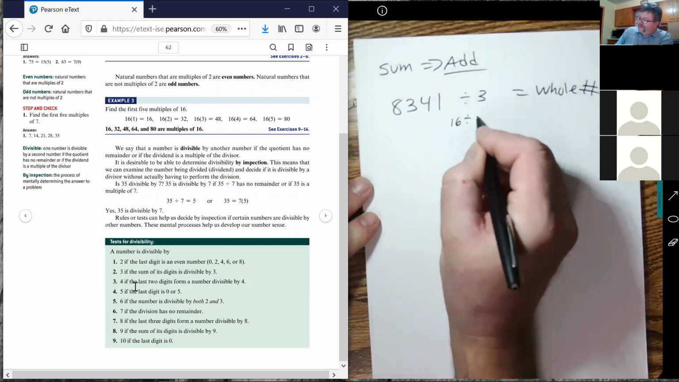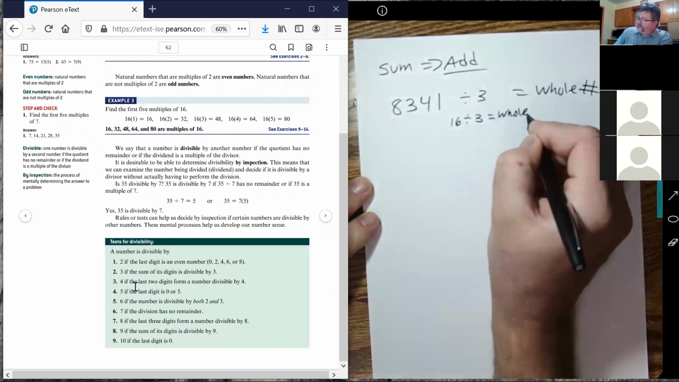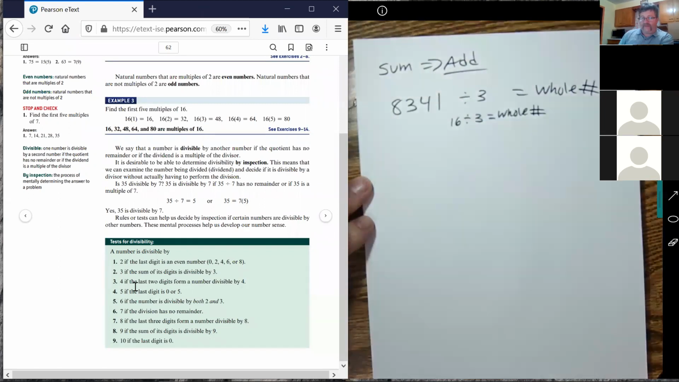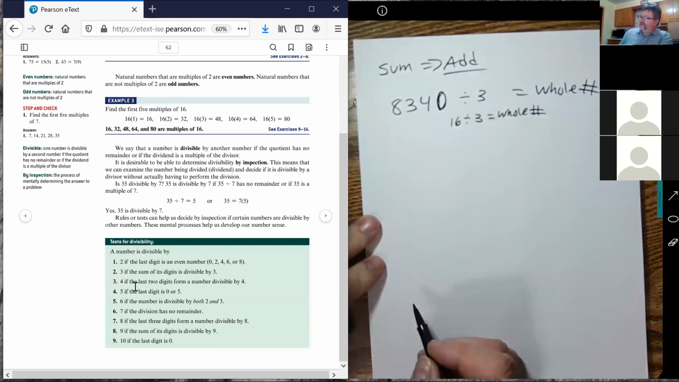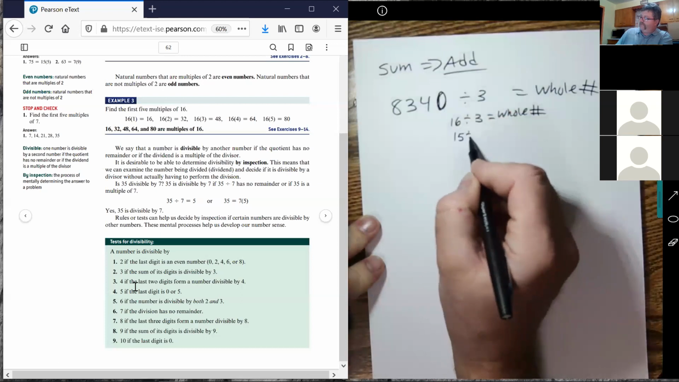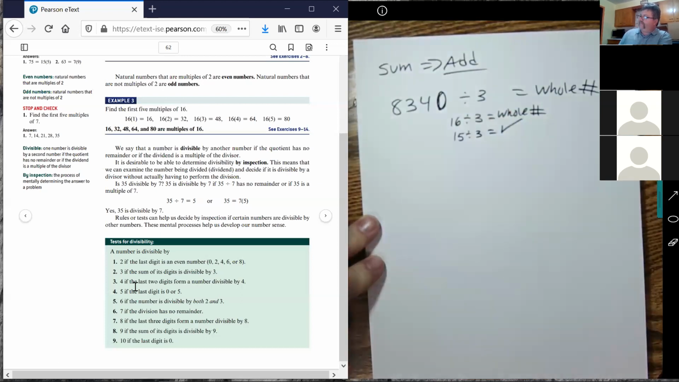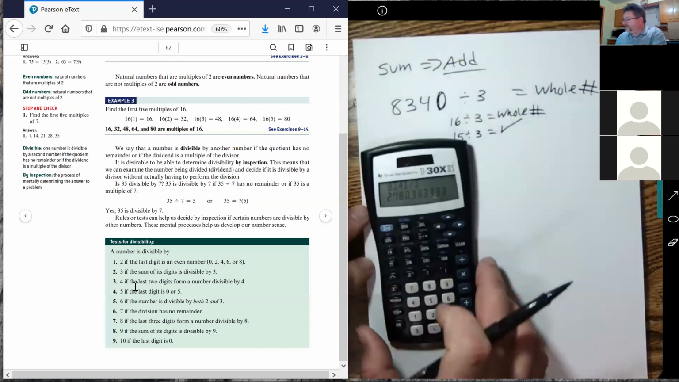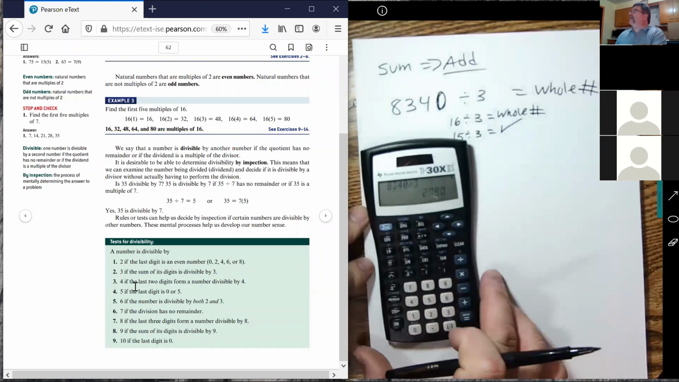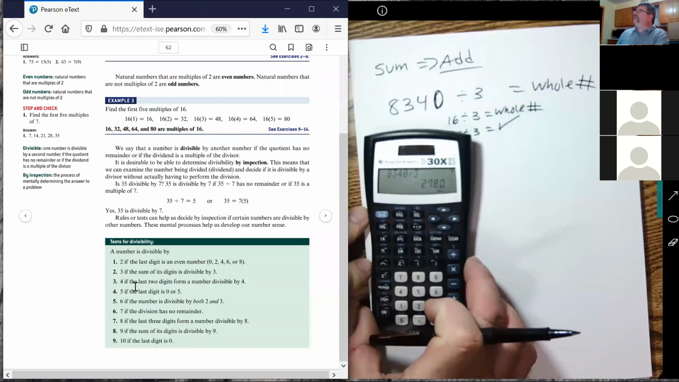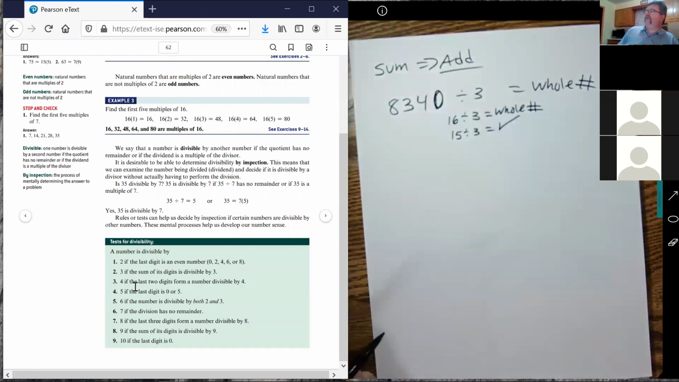If I can take 16 divided by 3 and get a whole number, then this one will also be divisible by 3. So it's much easier for me to figure out whether or not 16 divided by 3 is going to work. Okay, it doesn't work. The big number didn't work. If I just made that into a 0 instead of a 1 there, then we would have got 15 over here, right? 15 divided by 3, that works. So that means this is going to work. So if I take 8,340 and I divide it by 3, look at that, whole number. Okay, so that's the test for dividing by 3.